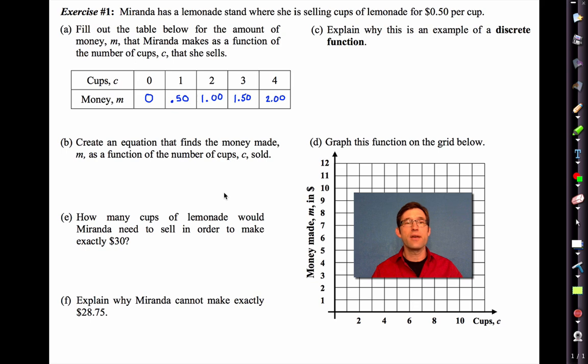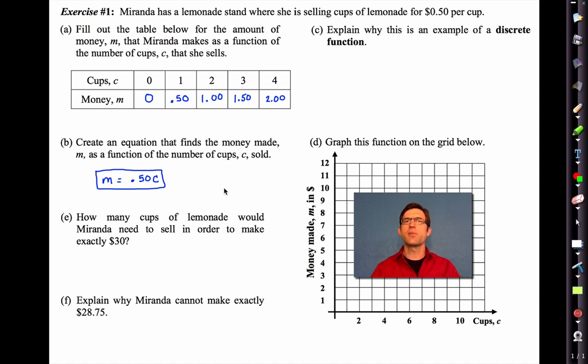Letter B, create an equation that finds the money made, M, as a function of the number of cups, C. So what is M? Well, we'll calculate how much money we make by taking 50 cents and multiplying it by the number of cups we sell. And that's really what we did up here in the table. When we had 0 cups, 0.5 times 0 is 0. 0.5 times 1 is 0.5. 0.5 times 2 is 1.0, etc.